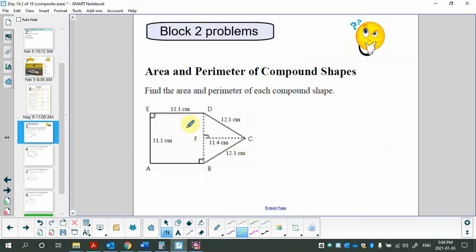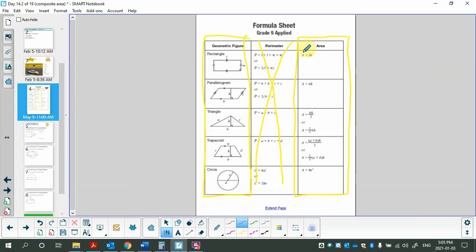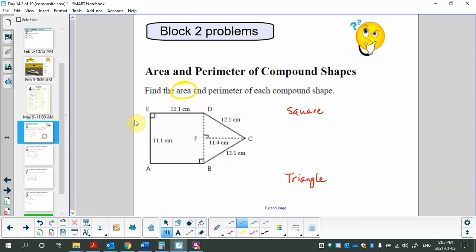So this question, we're going to be doing area first. Find the area of each compound shape, and this is the first one. We need to figure out what shapes we see. I was going to call it a rectangle, but it's actually a square. And I see a triangle. If I can find those two areas, I should be able to add them together to find the area of the whole shape. So I need to go back to this and find the area of a square formula, which is the same as a rectangle, length times width, and deal with that first.